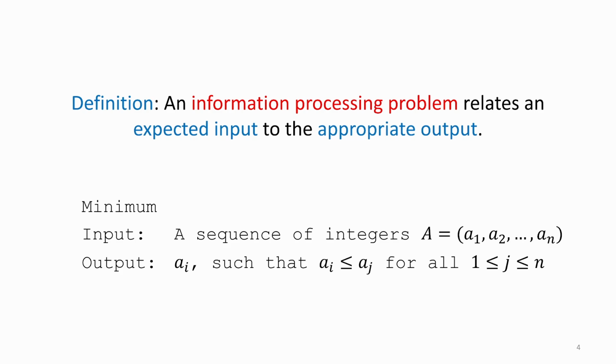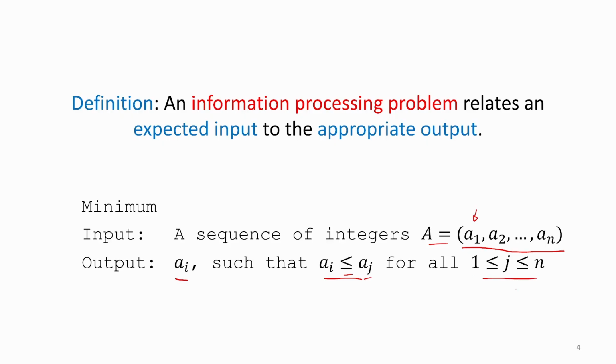This is the minimum problem. So we've got it stated as an input and an output criteria here, where we can see that the input is expected to be a sequence of integers. So each one of these is an integer. This is using sequence notation or formalism that you can get from mathematics. And then the output here is just saying, okay, pick one of these, a_i, such that a_i is less than or equal to all of the other elements, for all of the elements in our set.